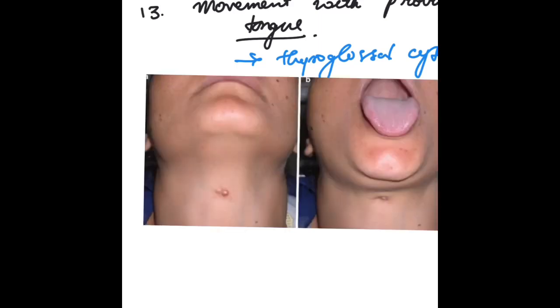Just look at this figure. This is a thyroglossal cyst. Okay, and the mouth is closed. Now, as the patient protrudes his tongue, you can see the swelling moves upwards, closer to the chin, and therefore this clinches the diagnosis of a thyroglossal cyst or a fistula. Okay.